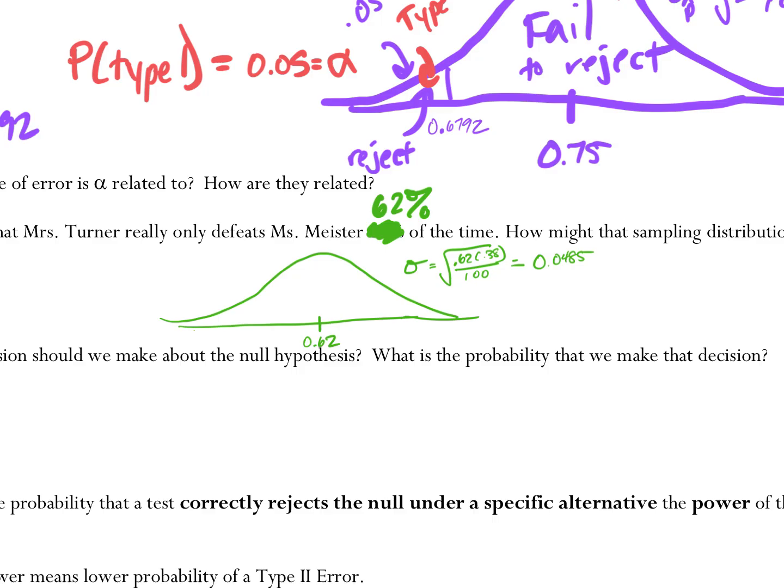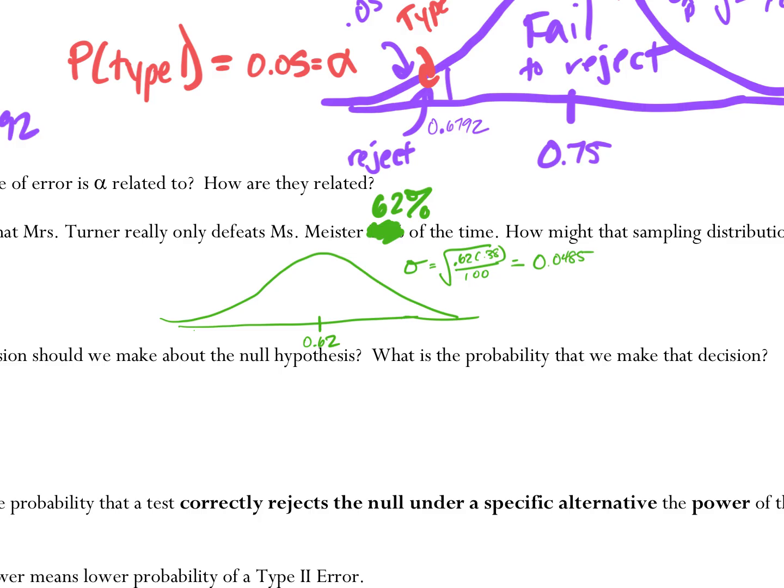Could this be true? Could the 62% be true? We don't know. Could be 68%. Could be 73%. We don't know, right? Hold on. If this is true, what can we say about our two hypotheses? HA is true. The alternative is true. We should reject the null, yeah? We should reject the null.